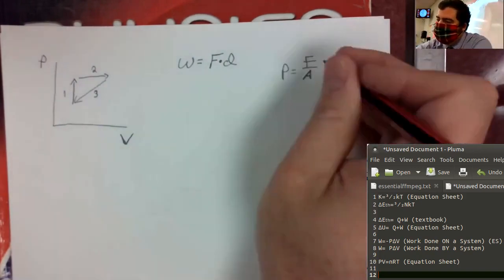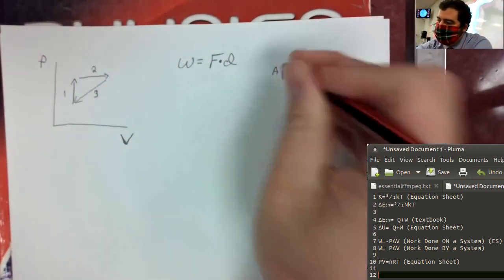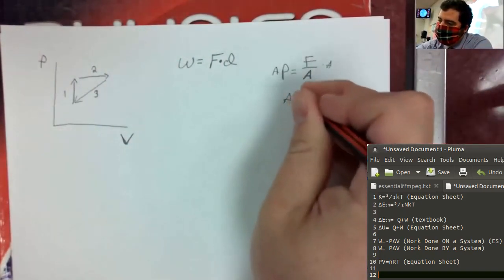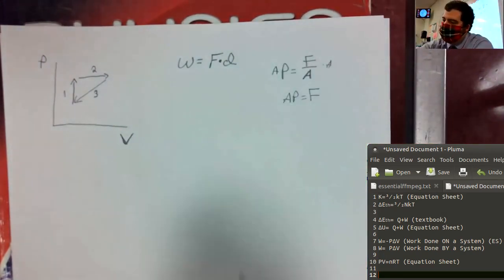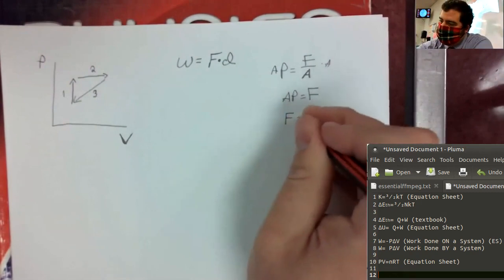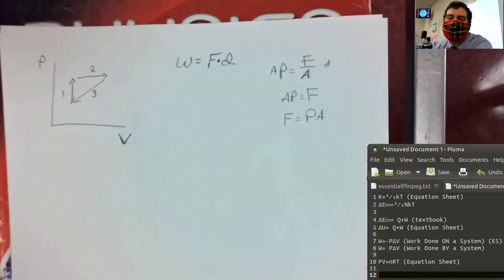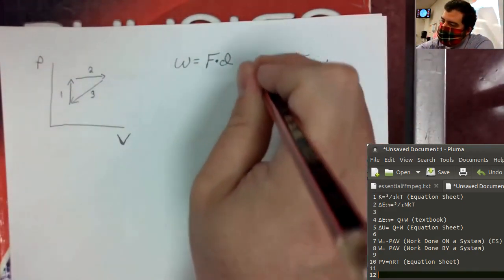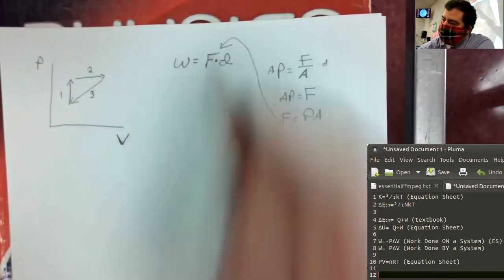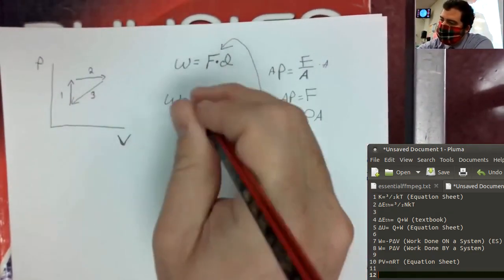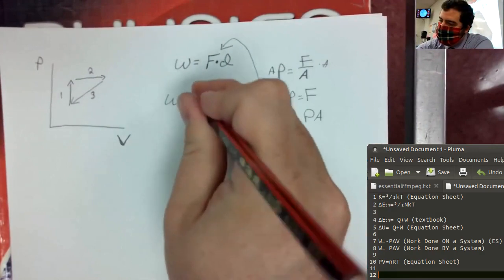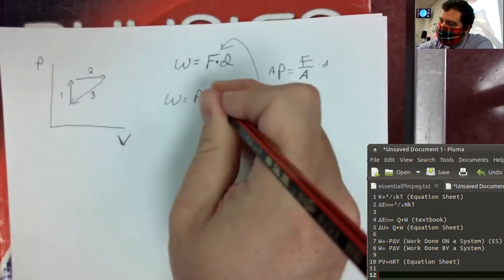leading to either pride in our AP class or pride in Pennsylvania, whichever you like. I kind of think the second one is going to be easier for what we're going to do next. We'll plug in. Work is equal to P A D.